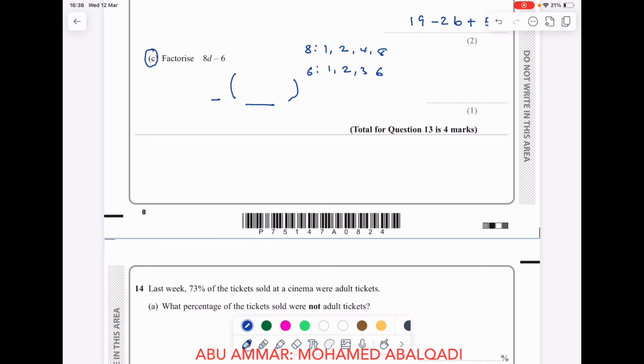So as we can see, 1 and 2 are both the common factors of 8 and 6, and the highest common factor is 2. So we put 2 on the outside of the bracket, and then 8d divided by 2, that would be 4d, minus 6 divided by 2, that would be minus 3. So our factorized answer will be 2, open bracket, 4d minus 3.